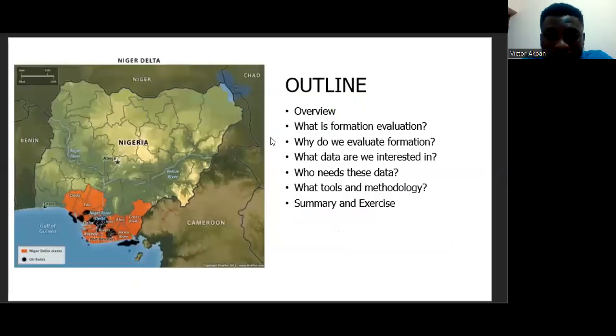Here's my outline. What is formation evaluation? An overview which contains a problem statement. And what is formation evaluation? Why do we do formation evaluation? What data are we interested in? Who needs this data? What tools and methodology? And then the summary and a brief, quick look evaluation exercise.